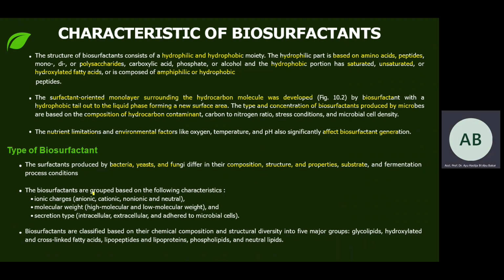Okay, the biosurfactants are grouped based on the following characteristics: where it has ionic charges, based on molecular weight, and the secretion type, whether they are intracellular, extracellular, or adhered to the microbial cell. Okay, there are 5 major groups. Glycolipids, hydroxylated and cross-linked fatty acid, peptides, proteins, okay, lipids. 5 major groups.